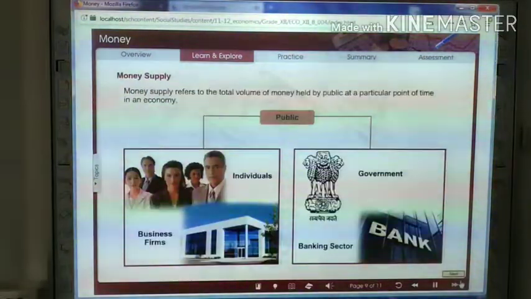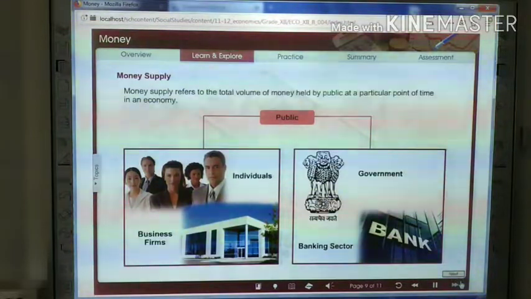Money supply refers to the total volume of money held by the public at a particular point of time in an economy. Public signifies the money-using sector, that is, individuals and business firms. It does not include government and banking sector. It is a stock concept.